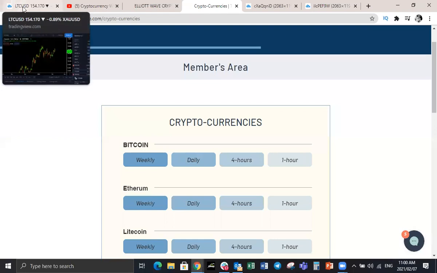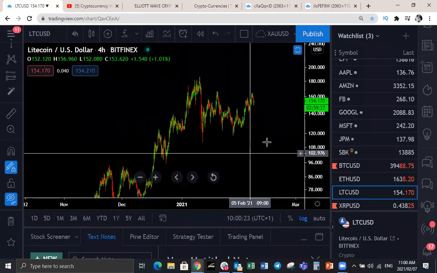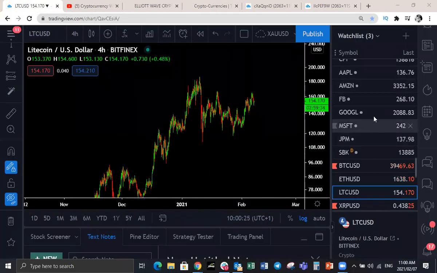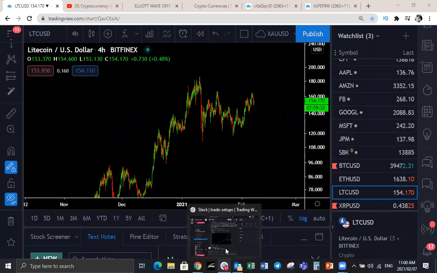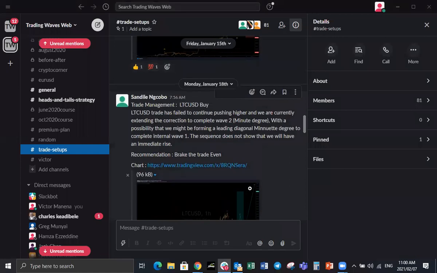Right, so let's get started with this week's analysis. We will start with Litecoin, because Litecoin has got a very interesting structure, which we forecasted a couple of days back.